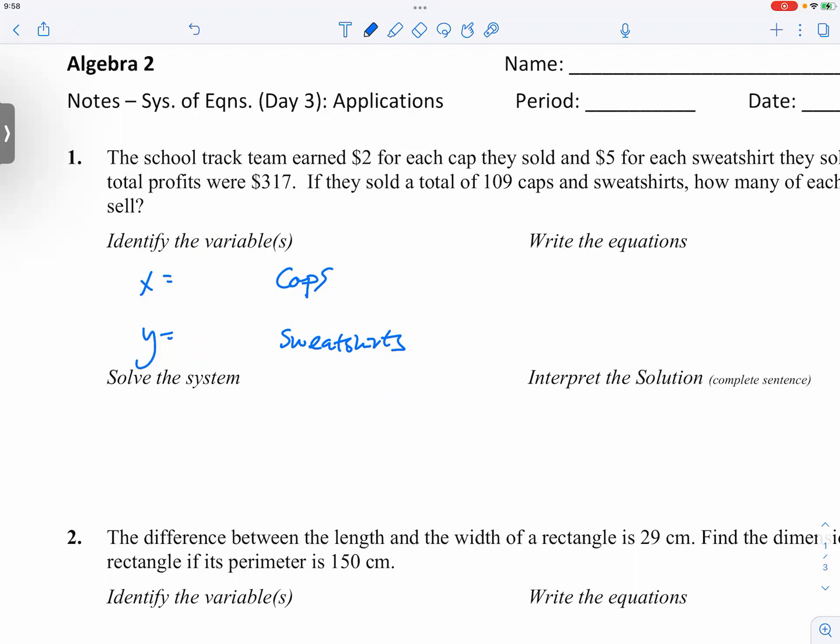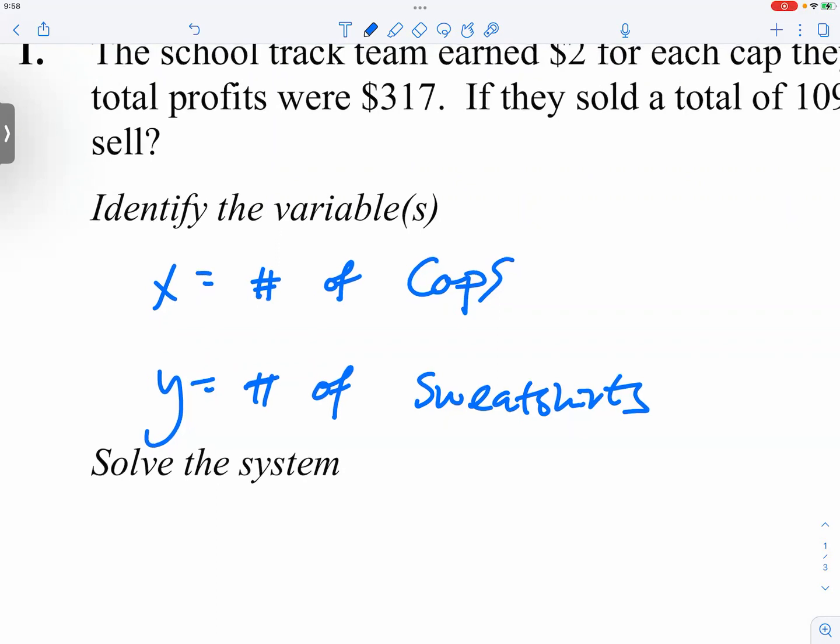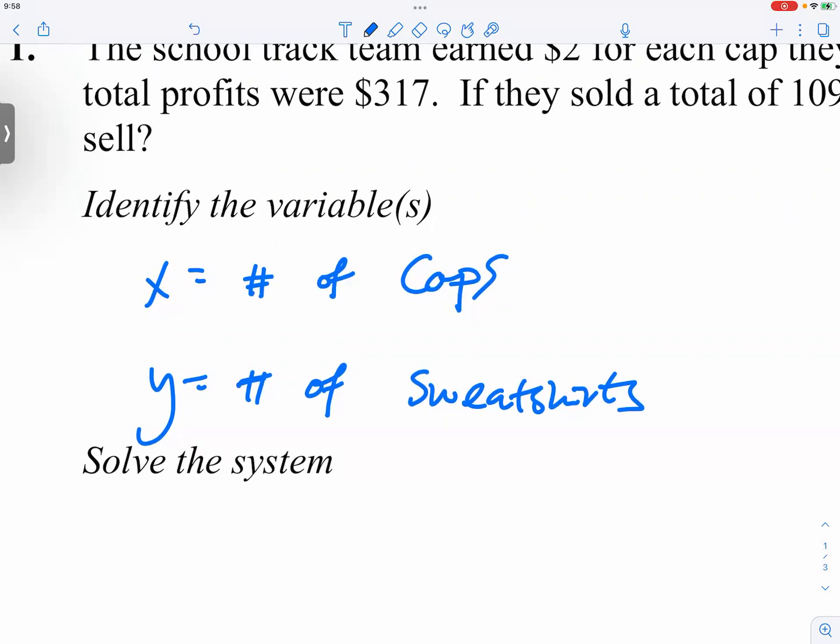We want to say X to be the number of caps, and Y would be the number of sweatshirts. You have to provide the specific aspect of the caps and sweatshirts so that we understand what you're talking about. So again, do not just write down X equals caps, Y equals sweatshirts. At a minimum, you've got to say it's the number of caps and the number of sweatshirts.